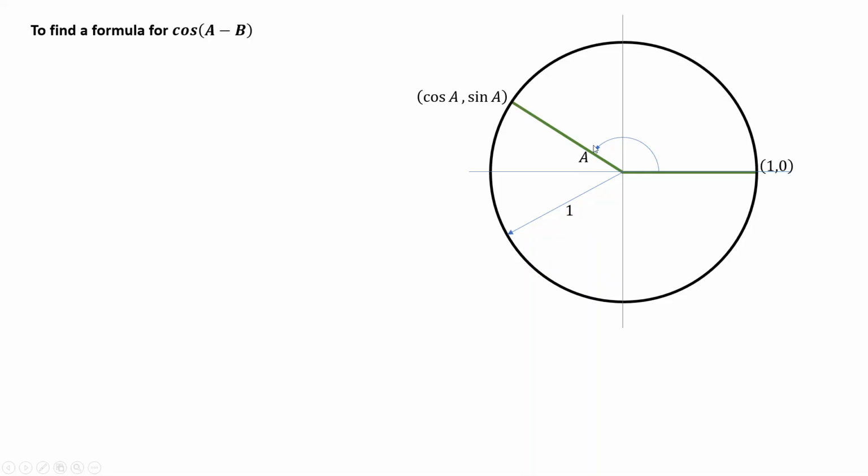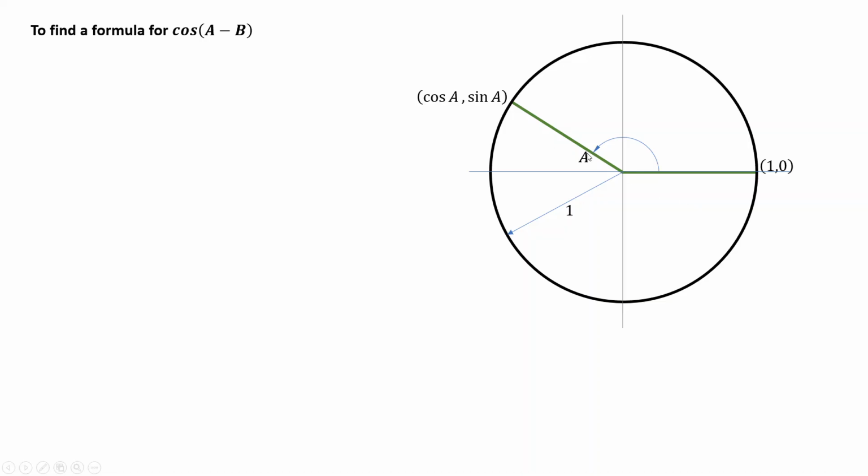What is cosine in terms of x, y, and r? Cosine is x over r, right? Cosine A is equal to x over r. But if r equals 1, what happens to cosine A? Cosine A equals x then, or x equals cosine A. Do you see the logic? So the x coordinate of this point is guaranteed to be cosine A.